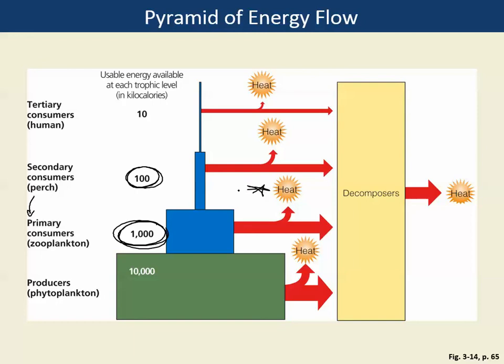Then you have a human feeding on a perch. Only 10 kilocalories came from this 100. The rest is lost as heat. So a human is not getting the same type of usable energy from this level. Obviously, we're not going to be going and eating phytoplankton, but if we're eating down here at the producer level, we have much more energy available to us.